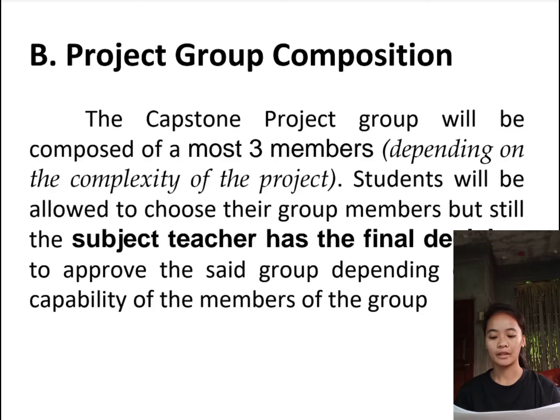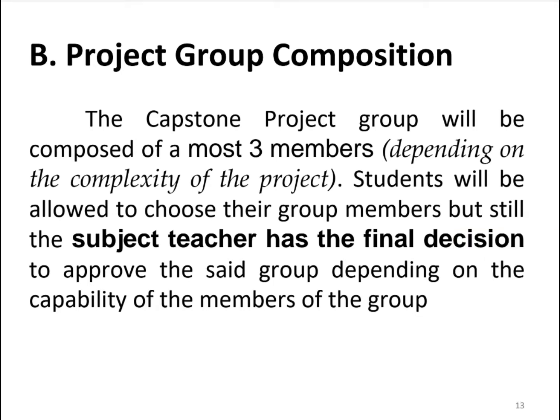B. Project Group Composition. The Capstone Project Group will be composed of at most 3 members depending on the complexity of the project. Students will be allowed to choose their group members, but still the subject teacher has the final decision to approve the said group depending on the capability of the members of the group.